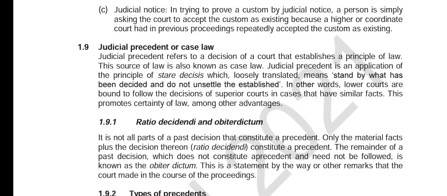So in today's video, I'll be picking up from where I stopped in my previous video on the sources of Nigerian law. Today I'm going to be starting from the judicial precedent. So the judicial precedent refers to a decision of a court that establishes a principle of law. Under this part, we're just saying that courts follow the decisions that have been made before, the judgment that the court has passed down before in a similar matter.